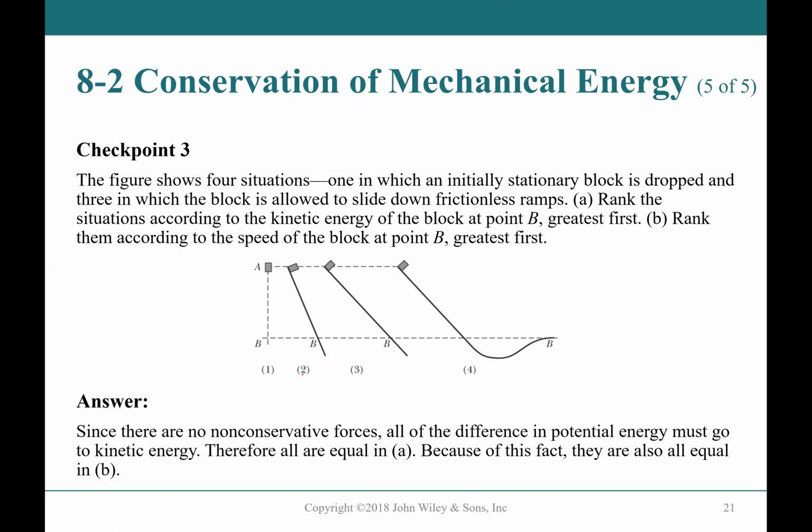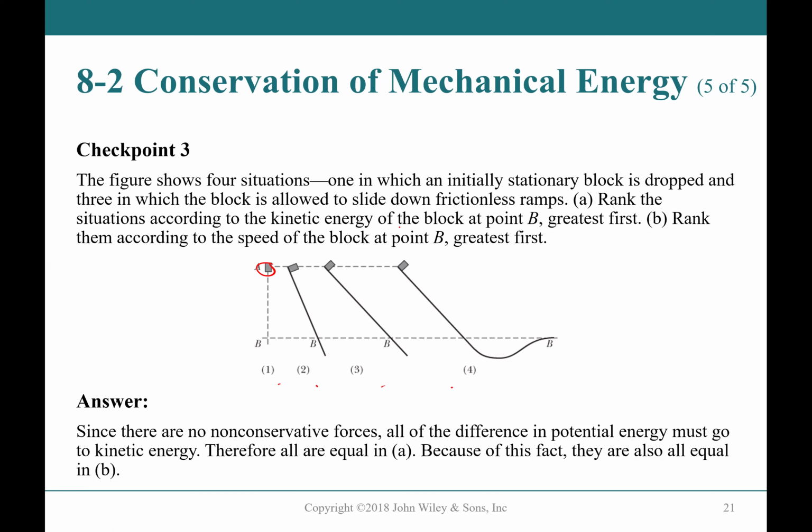The figure shows 4 situations, 1, 2, 3, 4. One in which an initially stationary block is dropped, okay, here. And 3 in which the block is allowed to slide down a frictionless ramp. So these ramps are frictionless, so only gravitational force is doing work on the system, okay? So rank the situations according to the kinetic energy of the block at point B, greatest first, and then rank them according to the speed of the block at point B, greatest first.